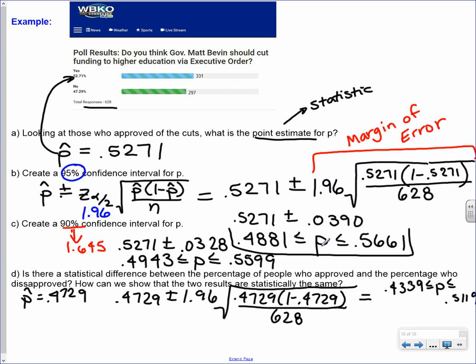Notice when we create this confidence interval that in the middle of the interval is p hat, right? We're trying to estimate where the true parameter is. We know what p hat is. We just got that. p hat is 0.5271. We're trying to estimate the true p.